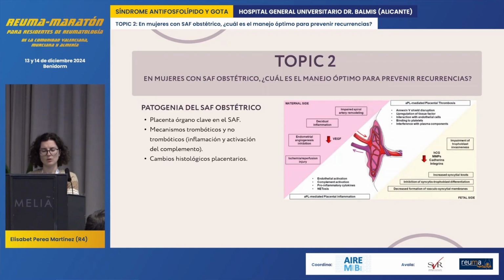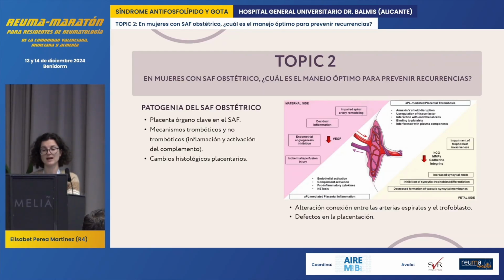The placenta is a key organ in APS. We know that the main antigen, which is known to be recognized by antiphospholipid antibodies, is beta-2 glycoprotein I, and this antigen is highly expressed in the human body and other related tissues, including the human placenta. Both thrombotic and non-thrombotic mechanisms, including inflammation and complement activation, act on both sides of the placenta. Among the histological findings in placentas from patients with APS, notable features include the presence of infarcts, abnormalities in the spiral arteries, and even accumulation of complement split products.